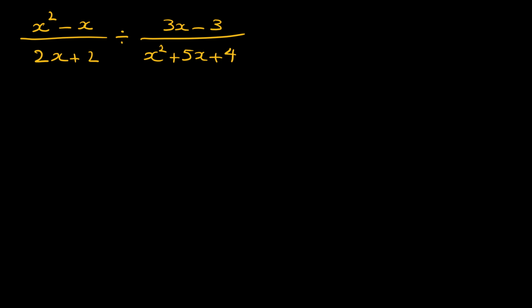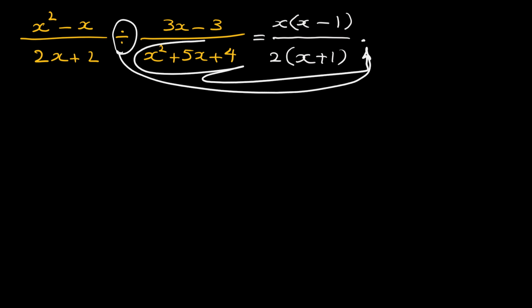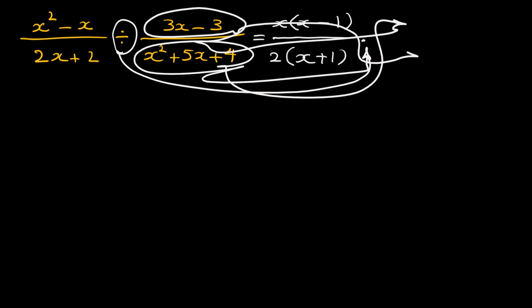If you pay attention, x to the 2 minus x can be factored as x times x minus 1. In these two terms, we have x as the common factor. So we factor x and then we have x minus 1. For the denominator, we can factor 2. And if we factor 2, then we have x plus 1. We want to change division to multiplication. So we have to move this to the numerator and we move the numerator to the denominator.